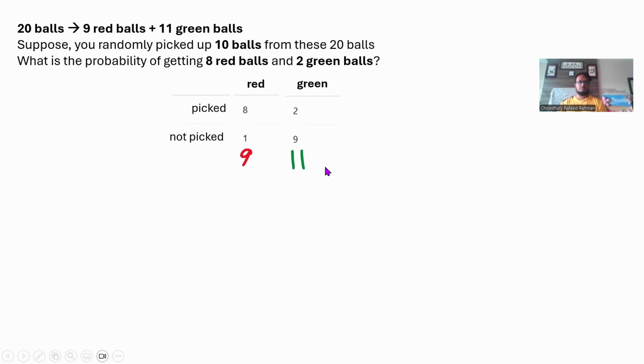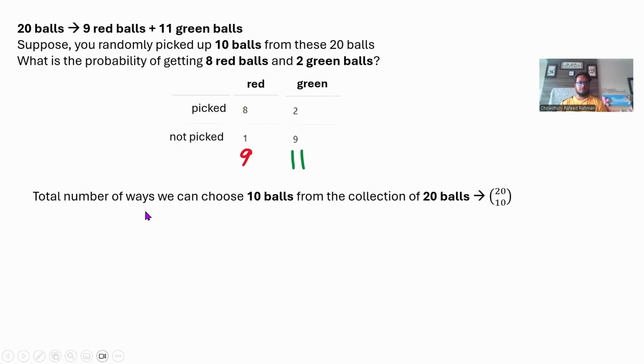Now, let's see how we get the probability of getting 8 red balls and 2 green balls. The first thing is, what is the total number of ways we can choose 10 balls from the collection of 20 balls? It doesn't matter how many of those 10 balls are green or red. We just want to know how many ways in total we can choose those 10 balls irrespective of their color. So it's the total sample space. It is nothing but 20C10. If you know combinatorics, then you know that this is going to be 20C10.